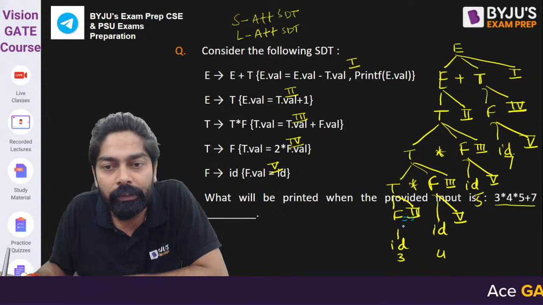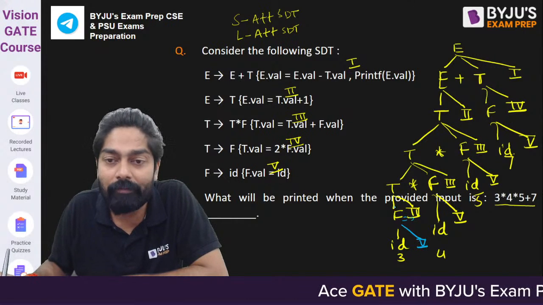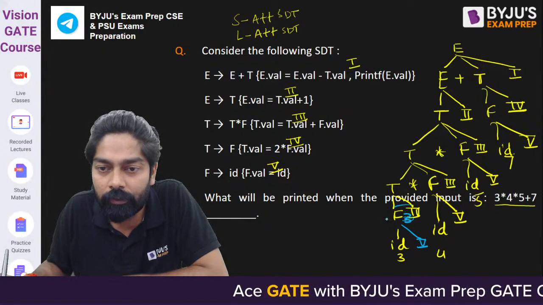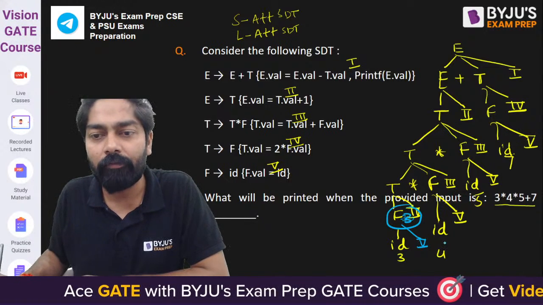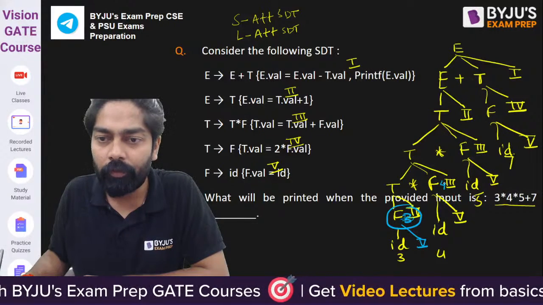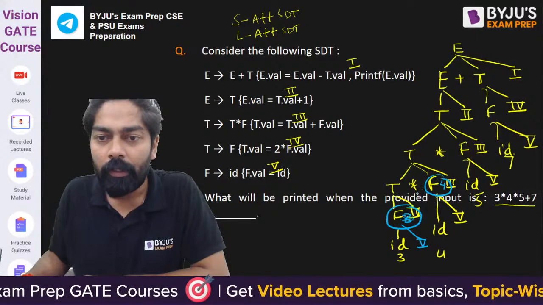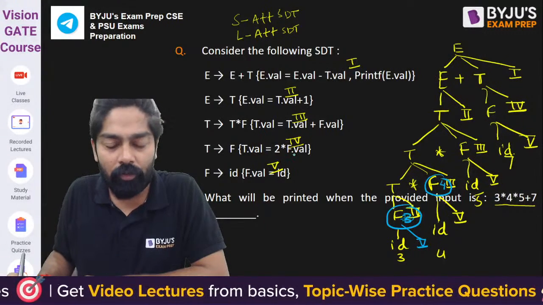This is nothing but the fifth rule. So what is the ID value? ID will become 3 here, so it is stored at the root only. F value will become 3. Now what about this one? What is the ID value? 4. It is the fifth rule, so F value is 4 here. Can you please tell me, see here, what is T goes to F? T value equals T value into F value.